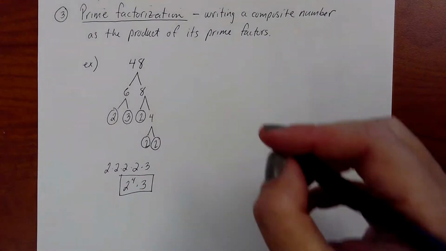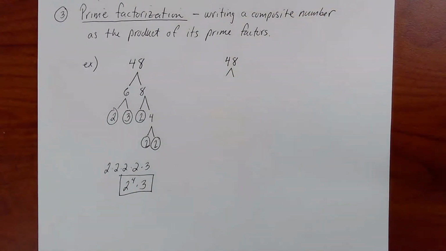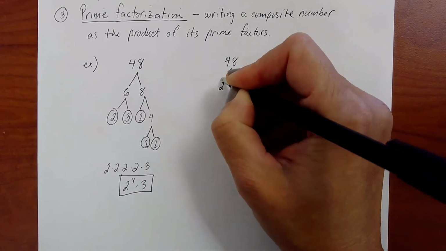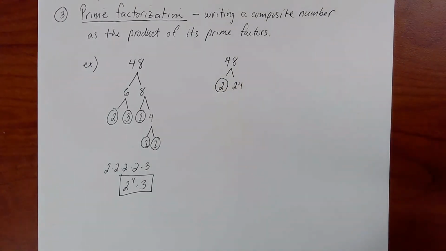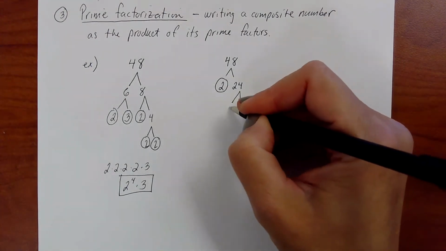Now, just let's say I looked at 48 differently. Maybe some of you said, how about 2 and 24? If you started like that, let's see what happens. How do you break down 24? Maybe 2 and 12?